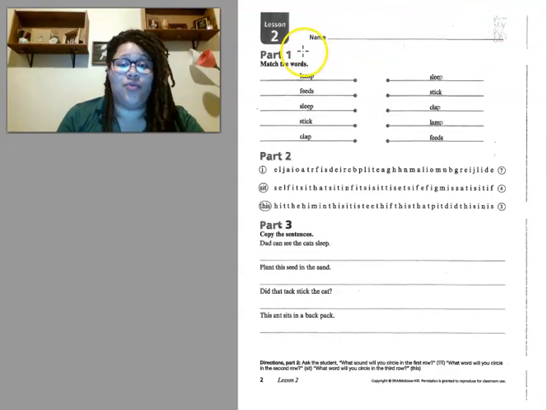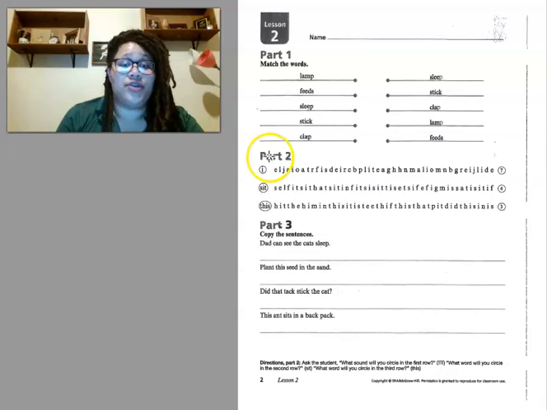On this page in part 1, you will match the words. I will read the words in this first column. These words are lamp, feeds, sleep, stick, and clap. You're going to draw the lines to the same word in the second column. Make sure you draw the lines to the correct word.